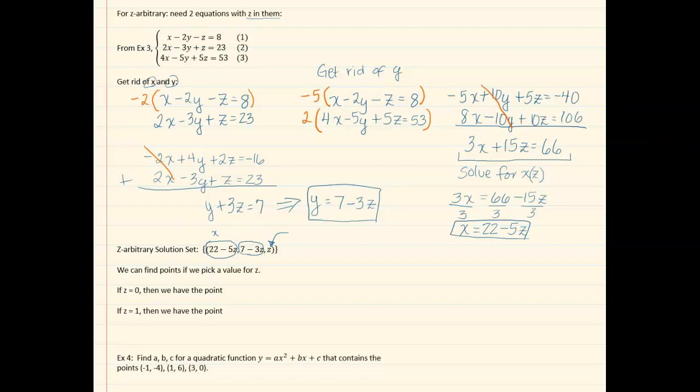What this means is that if we pick z is equal to 0, we can find the point 0 for z, 7 for y, and 22 for x. I just plugged in 0 for my z's. I can do the same thing here when I plug in 1. So z is equal to 1. So I'm going to do 22 minus 5 is 17. 7 minus 3 is 4. And then z was already equal to 1. So these are points that are on that line that all of these three planes have in common. And that concludes this video.